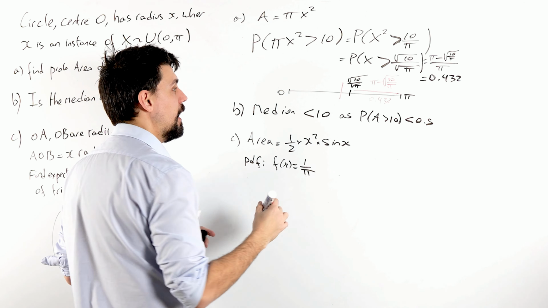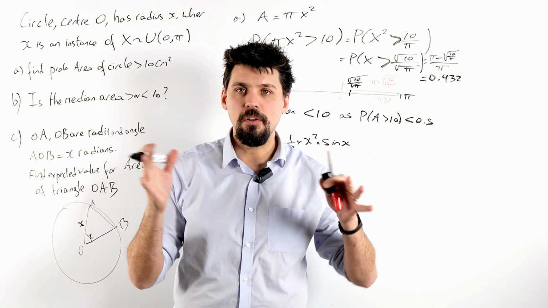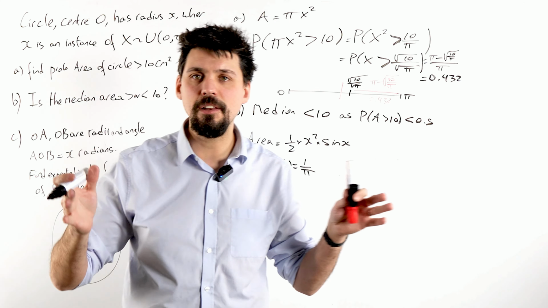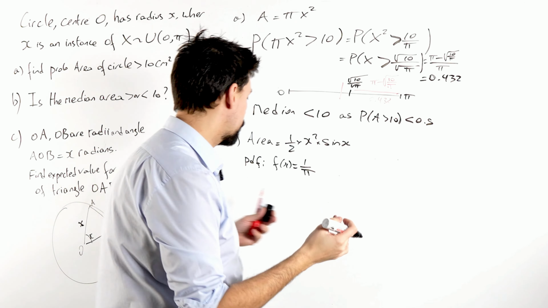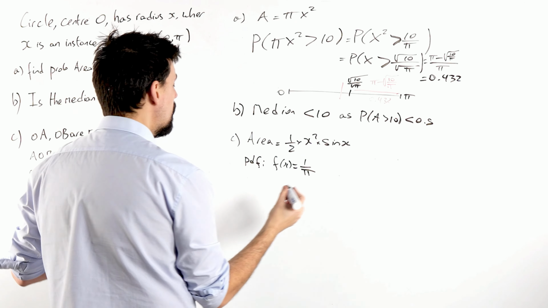Well, it's just 1 over pi, the uniform distribution. Think of it as the probability of any given value is 1 over the length of the interval that we're on, 1 over pi. So what do I need to do? Well, it's integration.